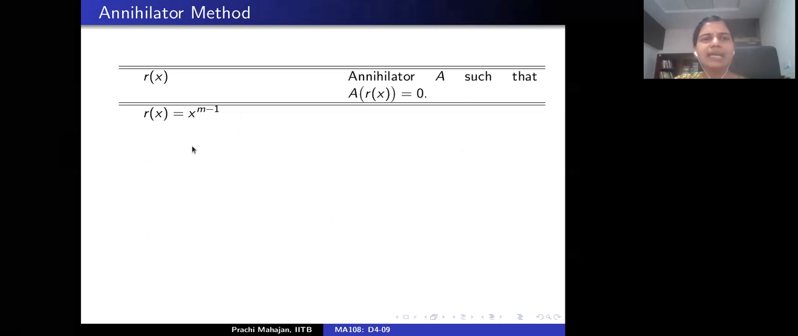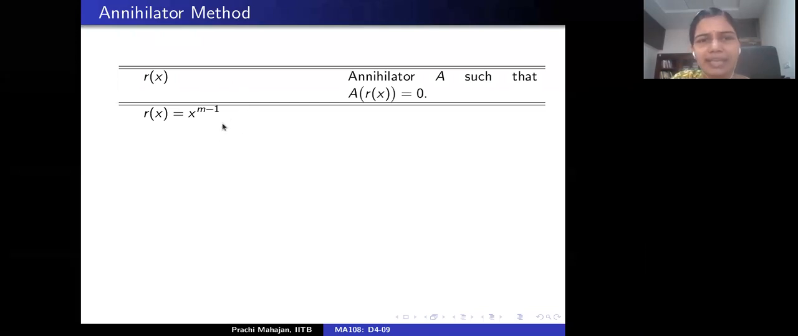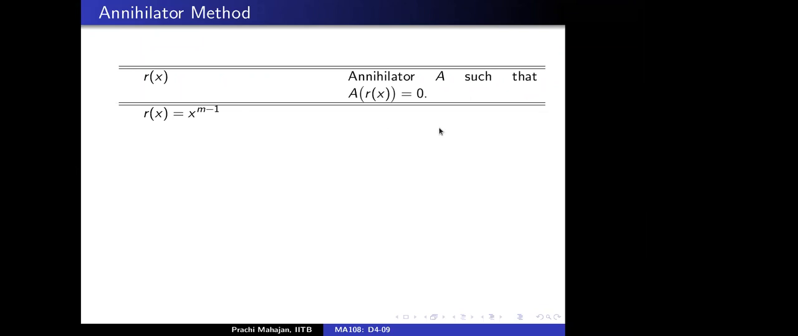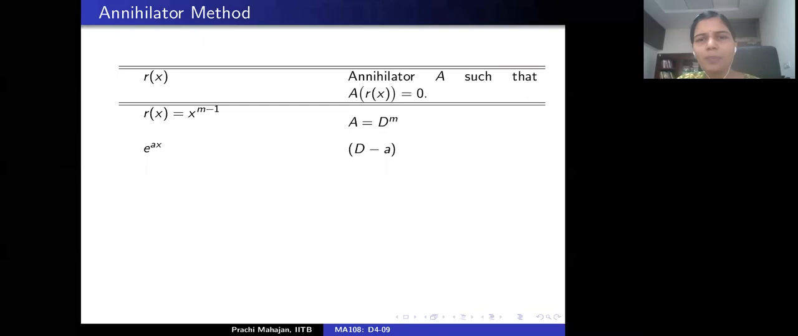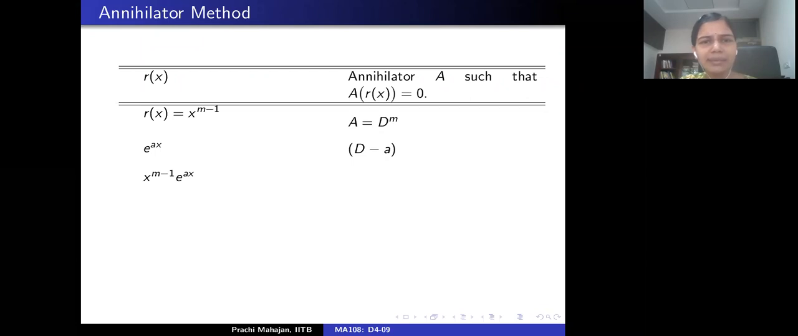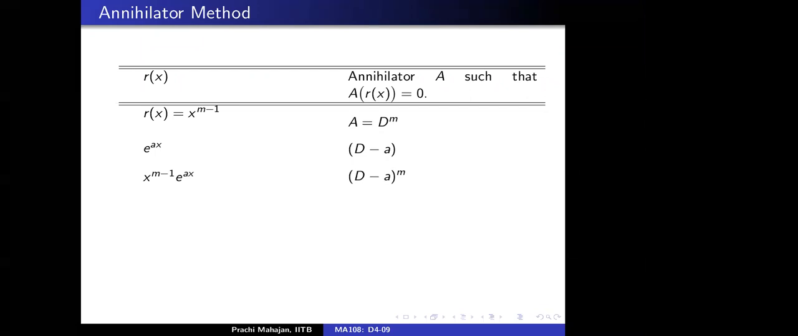Let's suppose the forcing function on the right is x to the power m minus 1. What constant coefficient linear differential operator A would annihilate it? D to the m, correct? And what if we had an exponential e^(ax), then what should it be? D minus a. The operator D minus a would do the job, right? And what if I had x to the power m minus 1 times e^(ax)? D minus a to the power m, right?